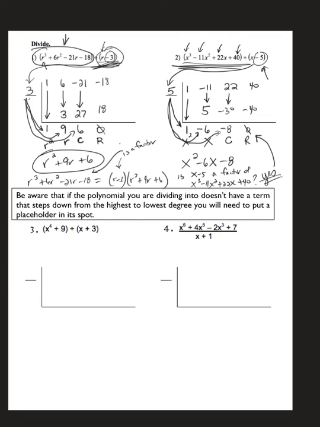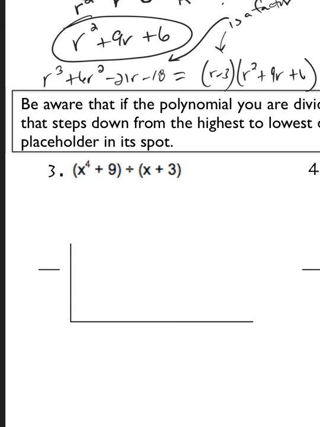Be aware that if the polynomial you're dividing into doesn't have a term that steps down from the highest to lowest degree, you're going to need to put a placeholder in the spot. This next example is a great example for that. I have x to the 4th power plus 9 divided by x plus 3. This is going to be coming down into this spot, making it -3.